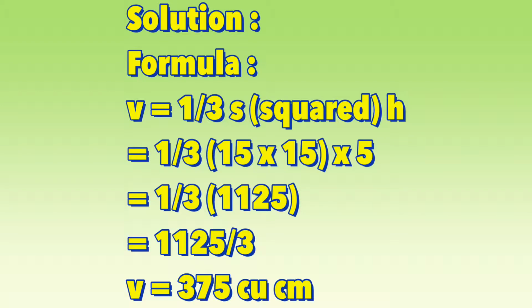Then multiply by 1, 1125 times 1 equals 1125 over 3. Then we're going to divide it, 1125 divided by 3. So the volume now equals 375 cubic centimeters.